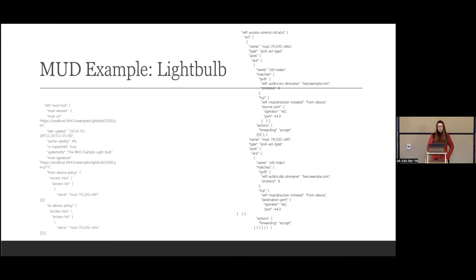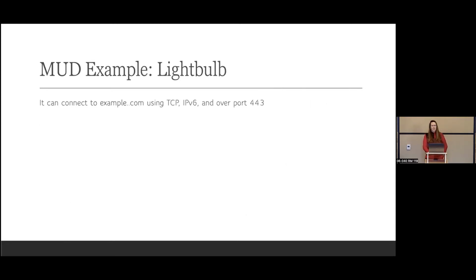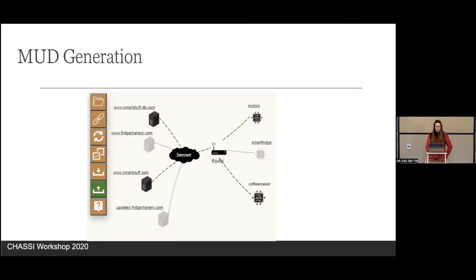So here's an example of a light bulb. So obviously no human is going to read this, but what does this actually say? Your light bulb can connect to example.com using TCP IPv6 and over port 444. So this is the kind of information you might want to give a person, but even with these MUD files, it did not work very well giving people that information.